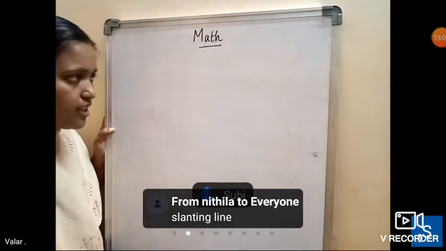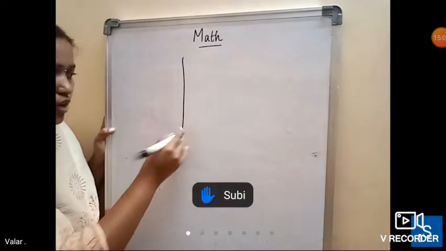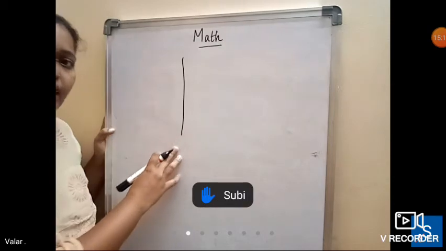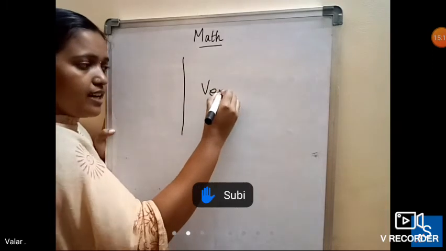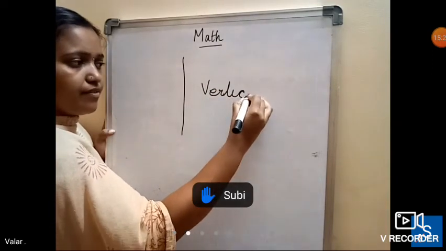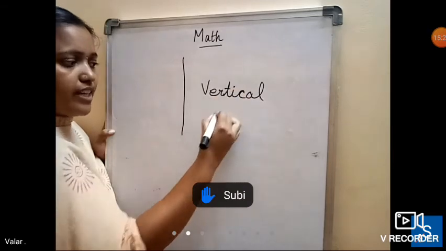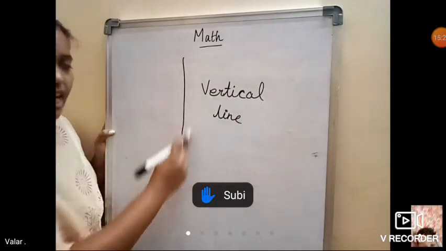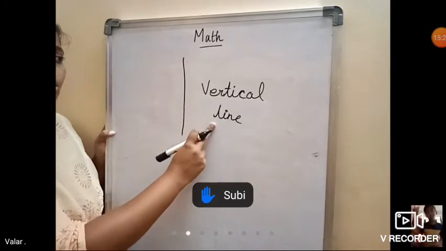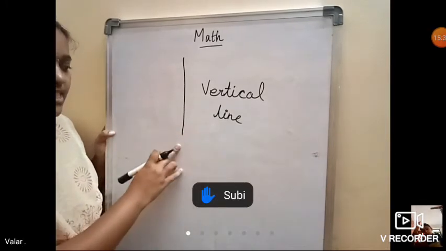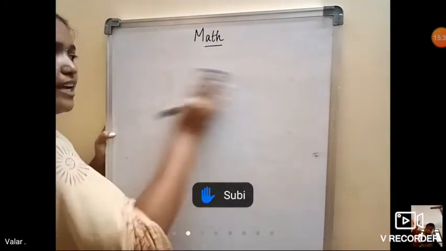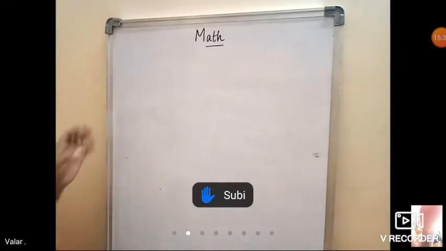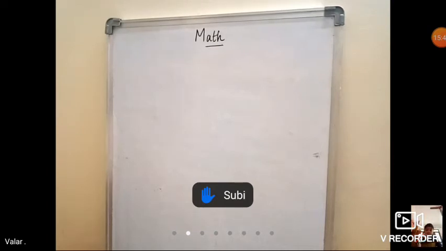Next one is a standing line. Usually you know it as a standing line, right? Hereafter you can call it a vertical line. The standing line is known as vertical line. Standing line we can also tell as vertical line. If you have any doubt, I'll give you 5 minutes at last. That time you can ask your doubt.